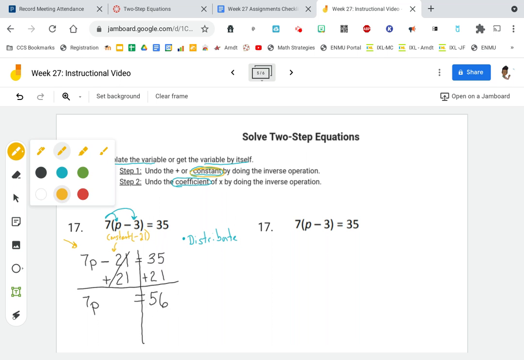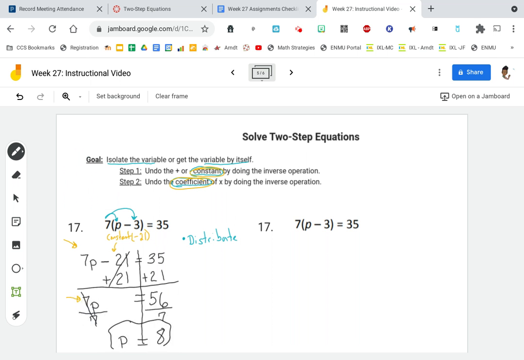So now we need to look for that coefficient, or the number that multiplies the variable. Our coefficient is 7. And to undo that multiplication, we have to undo multiplication with division. So I'm going to divide that side by 7. But what I do to one side, I'm going to do to the other. 7 divided by 7 leaves me with 1p equal to 56 divided by 7 is 8.